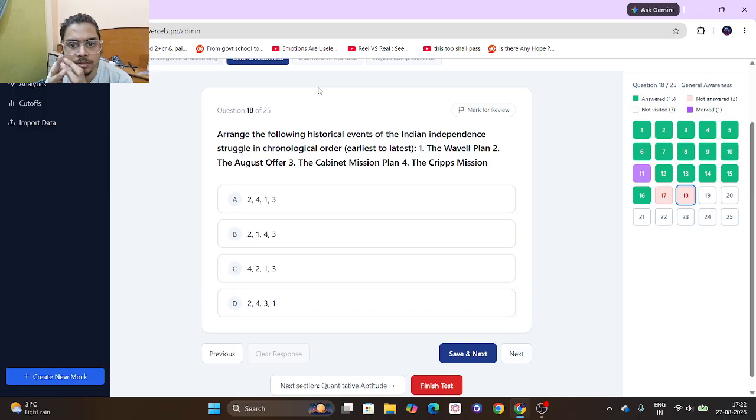Arrange the following historical events of the Indian independence struggle in chronological order: Wavell Plan, August Offer, Cabinet Mission, Cripps Mission. Cripps Mission comes only after the August Offer. The Cabinet Plan comes after all these. August, Cripps, Cabinet. I don't know Wavell that well. So 243, that should be it. 243, this went wrong in all of them. 2, oh man.